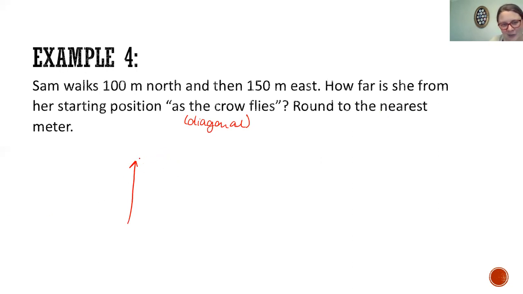Drawing straight lines is sometimes a bit of a challenge. I don't know why. It has something to do with drawing with my pen. So 150 meters east and then 100 meters north. And we want to know, well, how far is the diagonal distance that connects them? Okay, so what is that diagonal distance? So between north and east, we have a right angle. So what we want to do is, we're going to use Pythagorean theorem.